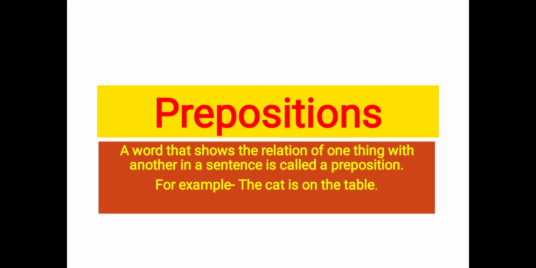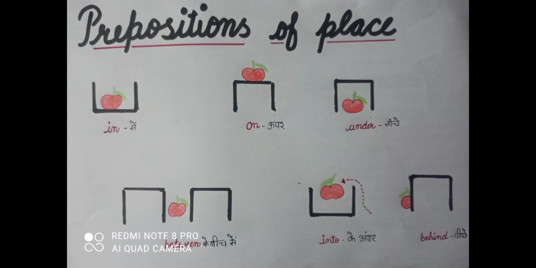Let us discuss: a word that shows the relation of one thing with another in a sentence is called a preposition. For example, the cat is on the table. Here, the word on is showing a relationship between the cat and the table. In this sentence, cat and table are things, and the word on shows the relationship between them. Let us discuss prepositions of place.